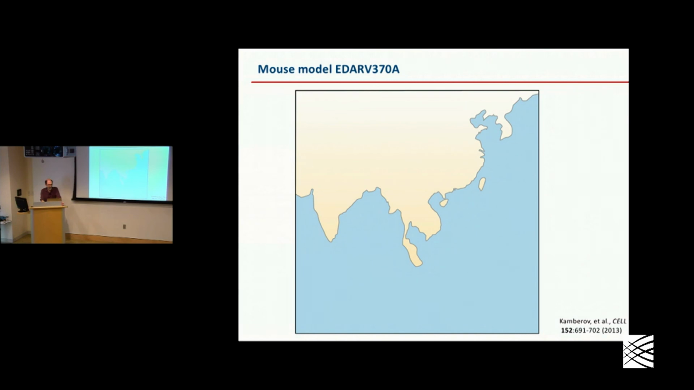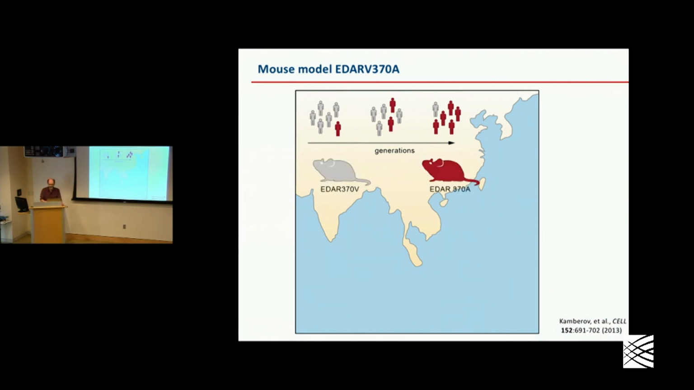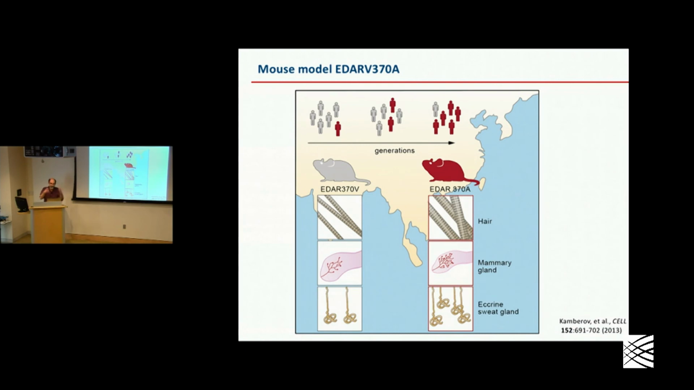And so, as I said, this was in Eastern Asia, and it was only at high frequency in East Asia and in the New World. So selection presumably happened there, and creating a mouse that had this mutation showed several different phenotypes. It produced thicker hair, this derived allele, apparently a beneficial mutation, smaller and denser mammary glands, and more dense eccrine sweat glands, which are the primary cooling sweat glands.